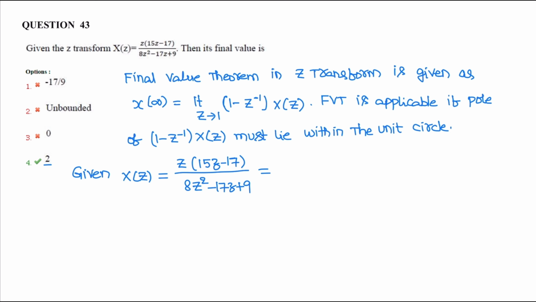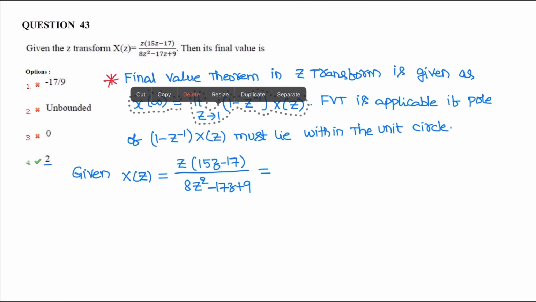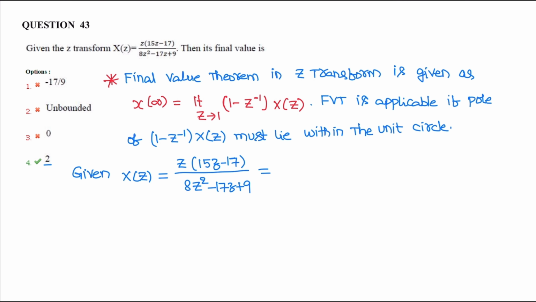Question number 43. Given Z transform, x of z is equal to z into 15z minus 17 divided by 8z square minus 17z plus 9. Then the final value is, we know that the final value theorem in Z transform is given as x of infinity is equal to limit z tends to 1 of 1 minus z inverse times x of z, and this final value theorem is applicable if the poles of 1 minus z inverse x of z lie within the unit circle.